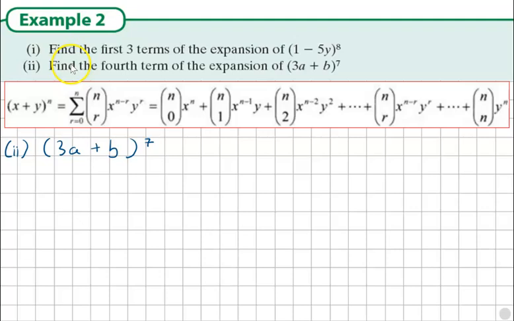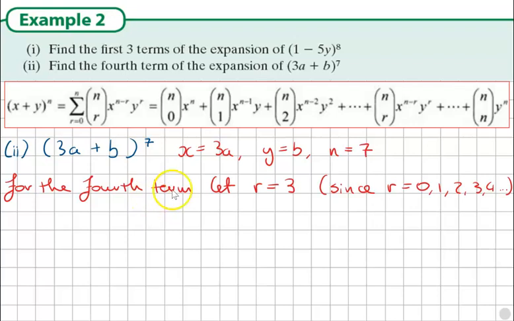Part 2, find the 4th term of the expansion, 3a plus b to the power of 7. So what we could do, as we did in part 1, is find the first 4 terms, and then we'll have the 4th one. But there is a shorter way to do this. So we say x is equal to 3a, y is equal to b, and n is equal to 7.